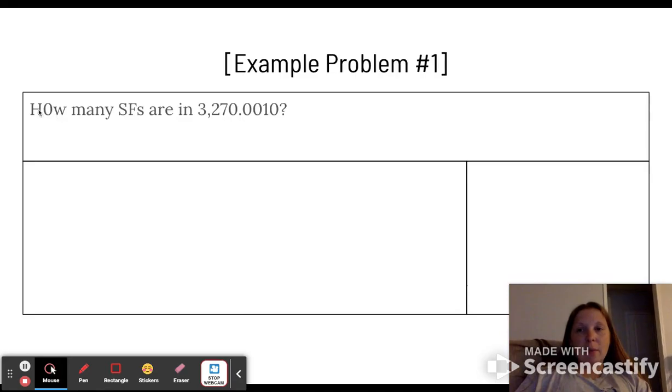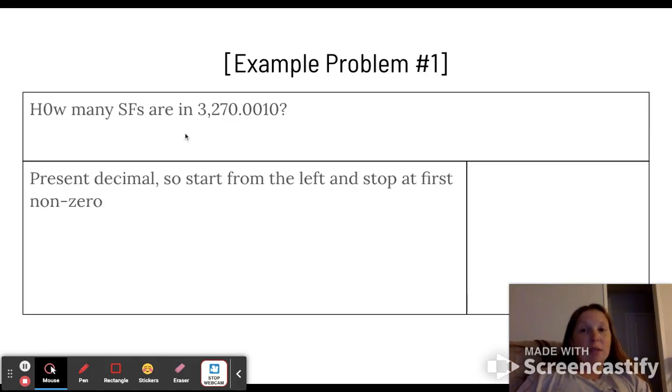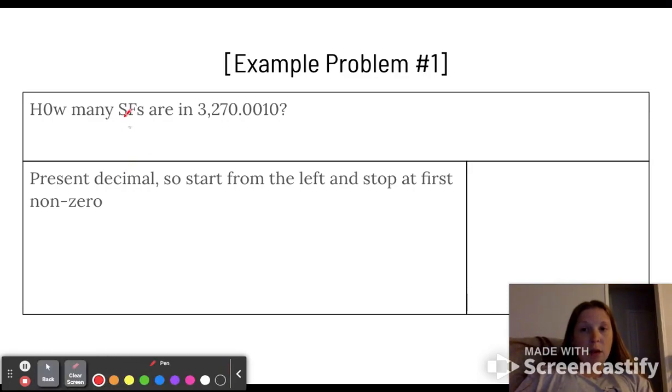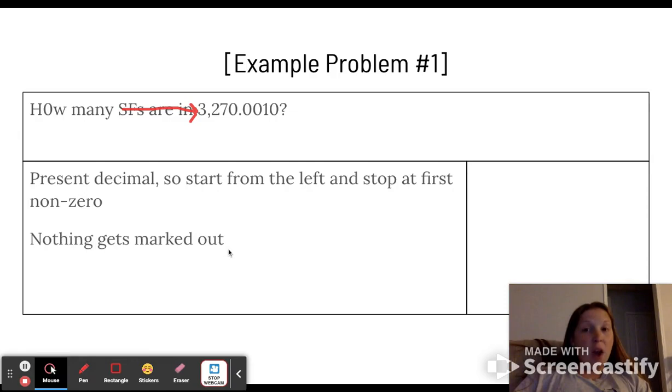So now let's look at this example. Sorry for my typo here. How many sig figs are in this value? So first, we see that there is a decimal present. So we would start from the left and stop at my first non-zero. Okay. So when we do that, I'm just going to write on my problem. So we're going to start from the left. First non-zero. As you can tell, nothing gets marked out, which means we count all of these values as significant. So when you do that, you've got 1, 2, 3, 4, 5, 6, 7, 8. 8 sig figs in this number.